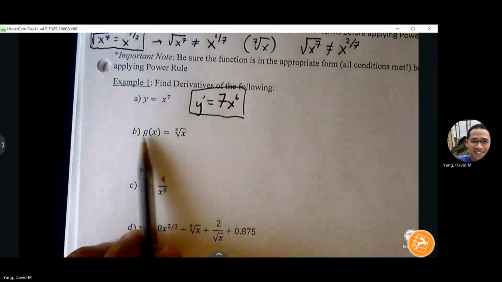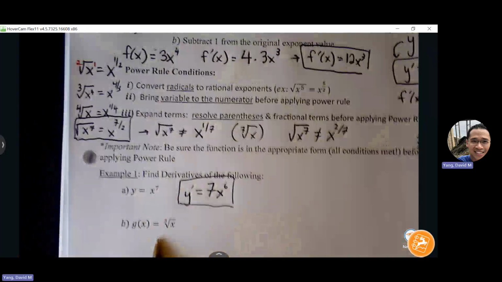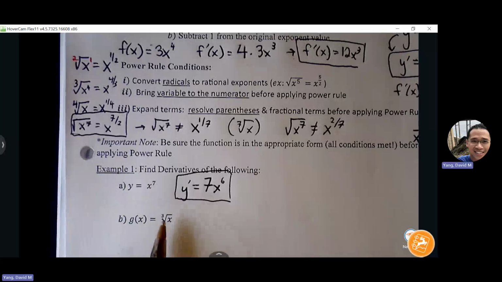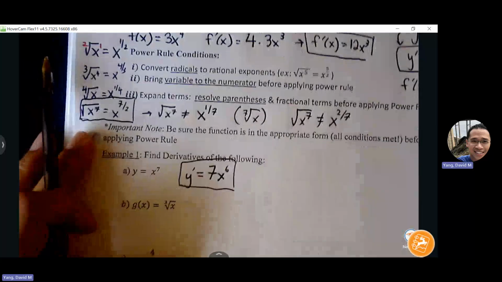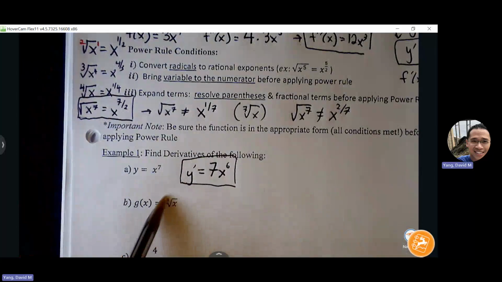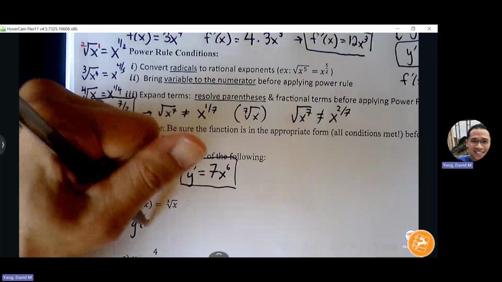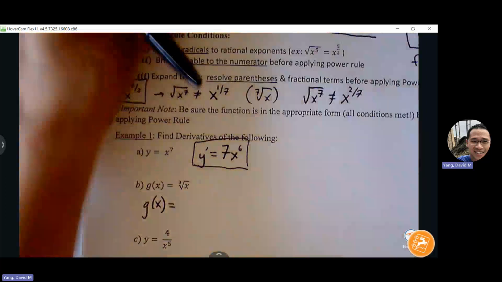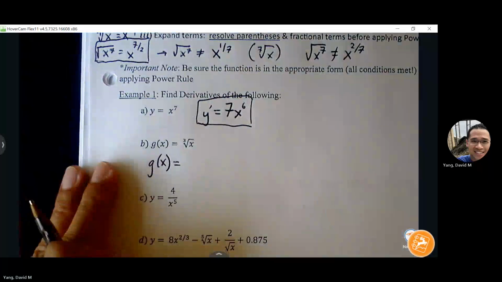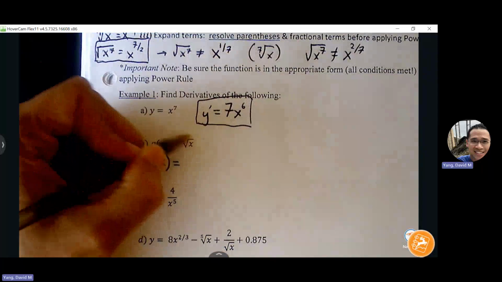Okay, so part B, are there any cleanup methods that we need to take care of here? First condition, yeah, we need to convert that radical, right? It's hard to see the exponent when it's in radical form. So I'm just going to still call this g of x because I haven't done anything calculus-wise. I just want to rewrite it in an easier form here.